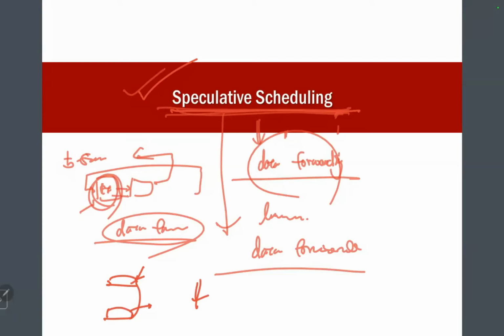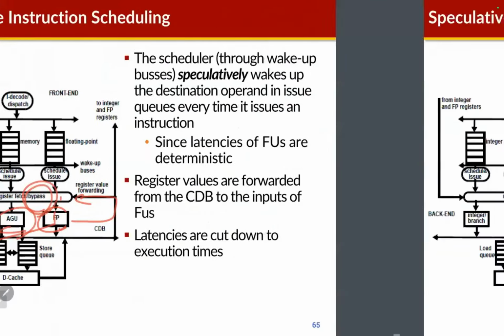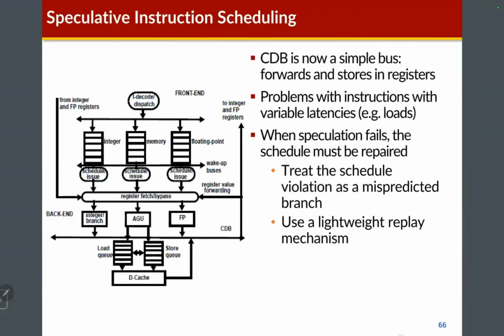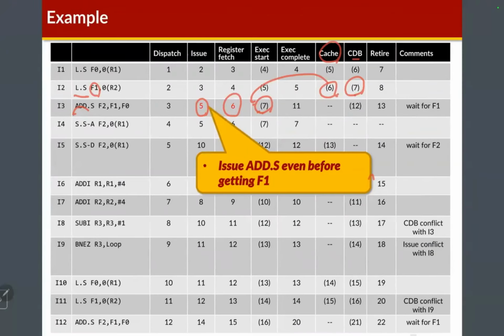Which means that if a dependent instruction is issued to the execution unit, then we can know when the result is out from the execution unit. And then we can forward this result to another instruction. So this is speculative scheduling. It's a little bit complex, but we can apply it. With speculative scheduling, we can reduce the latency of a single instruction.